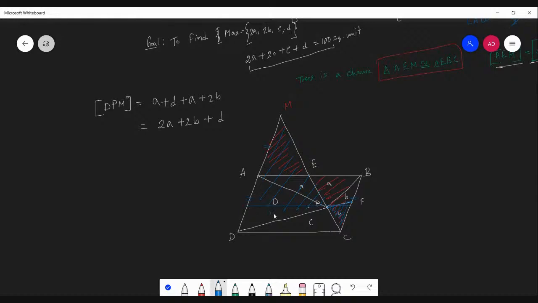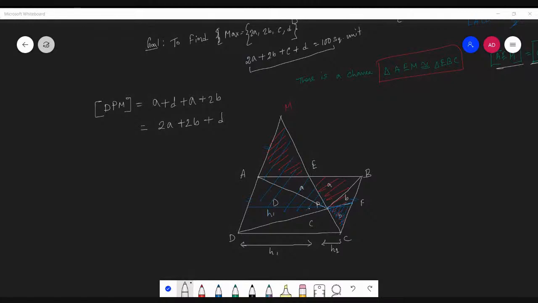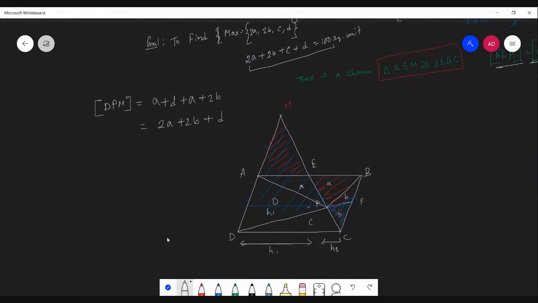Suppose this perpendicular has the length h1 and this perpendicular has the length h2. As they are similar, now I am applying the proportionality of the sides, that is DM over FC is equal to anything.